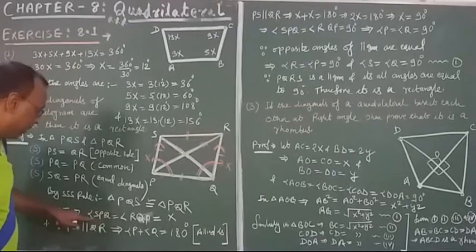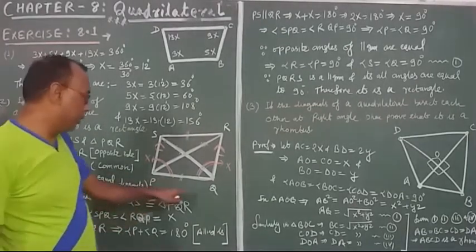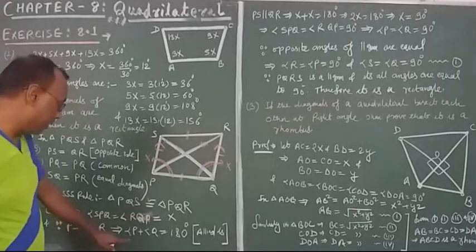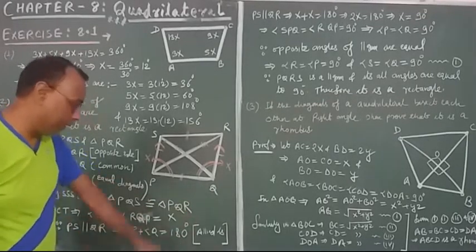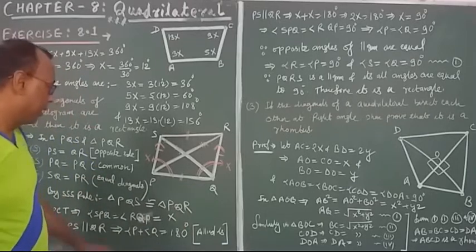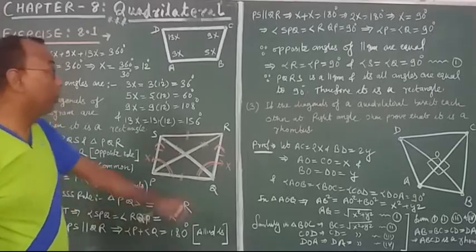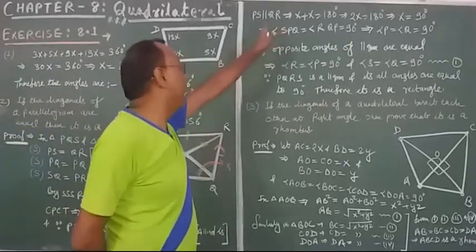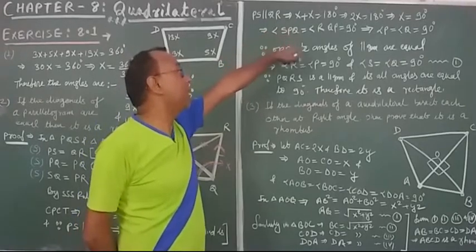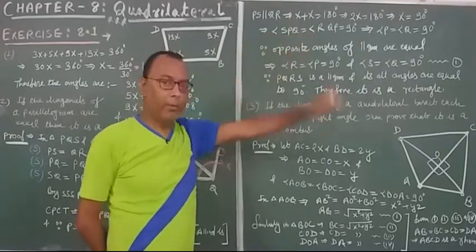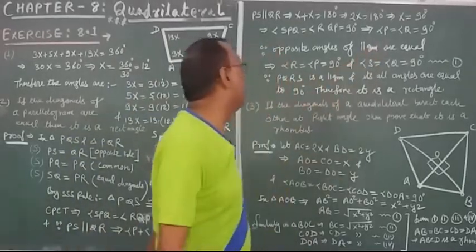RQP means angle Q, and SPQ means angle P. So angle P plus angle Q is equal to 180 degrees because they are allied angles. Now these two angles are equal, X and X. Therefore, PS parallel QR will imply that X plus X is equal to 180. Therefore 2X is equal to 180 and X will be equal to 90.